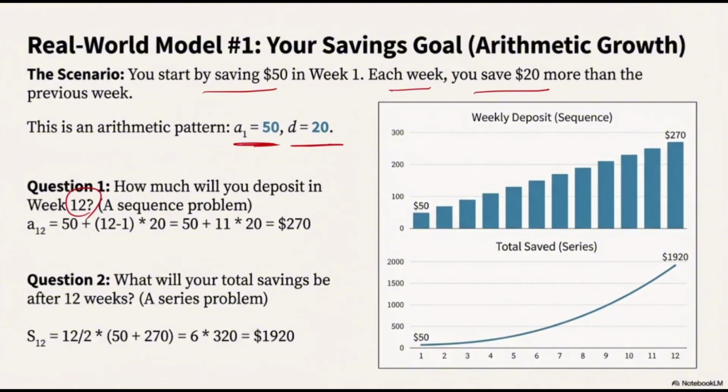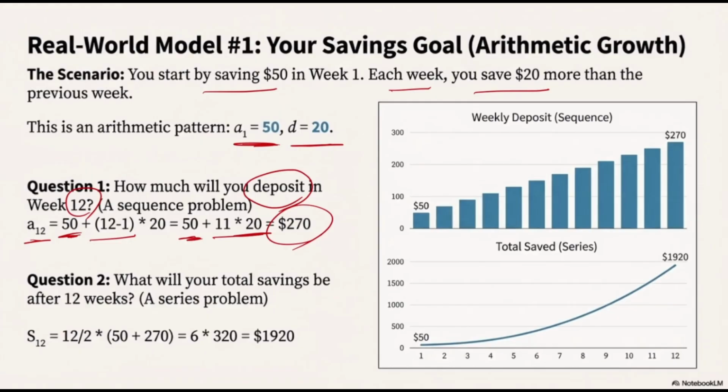Simple, right? a12 is going to be 50... I'm sorry, you're going to deposit. That was a complete mistake. It means that at the 12th week, how much money you are going to put inside your bank account. It will be $50 plus 12 minus 1 times 20. It would be 50 plus 11 times 20, which is $270. It means that at the 12th week, you are going to deposit $270 into your account.